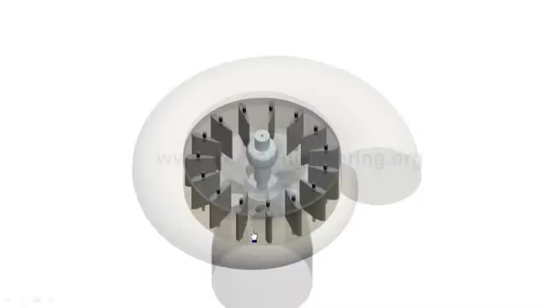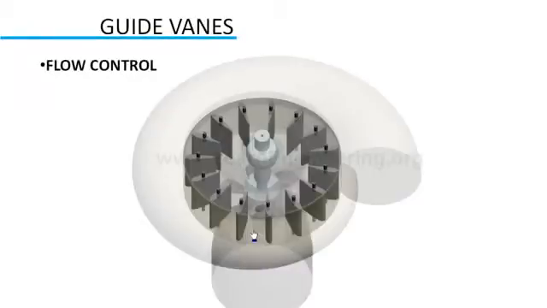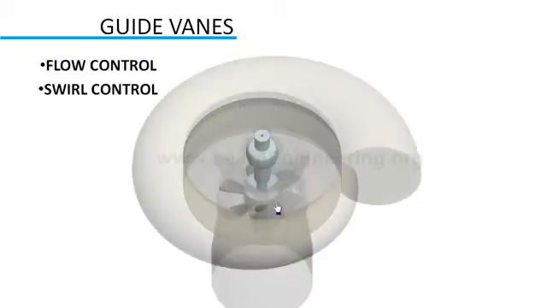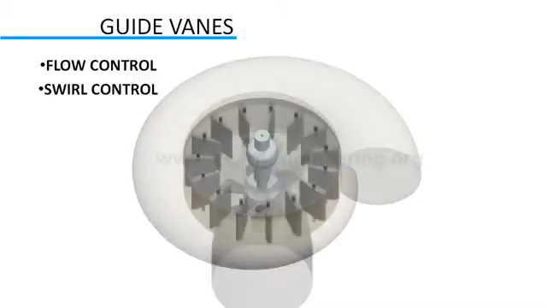Apart from controlling the flow rate, guide vanes have one more function. They help in controlling the swirl of flow. If guide vanes were not present, the flow would be highly swirling in nature, due to its tangential entry. Such a flow would reduce the performance of the turbine drastically, due to its poor angle of attack. So guide vanes control the swirl of flow for optimum angle of attack.